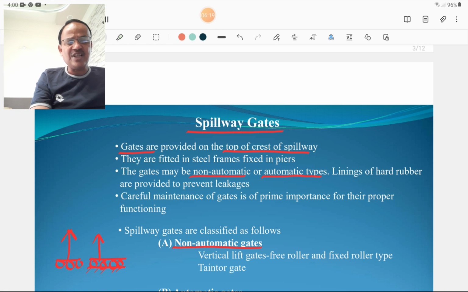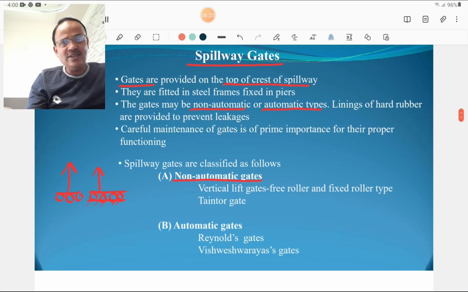Spillway gates are classified as follows. First are the non-automatic gates, which are not working automatically. These are again classified into vertical lift gates. The name itself indicates it is lifted vertically. When there is a free roller arrangement it is called a vertical lift gate with free roller, and whenever there is a fixed roller type it is called a vertical lift gate with fixed roller.